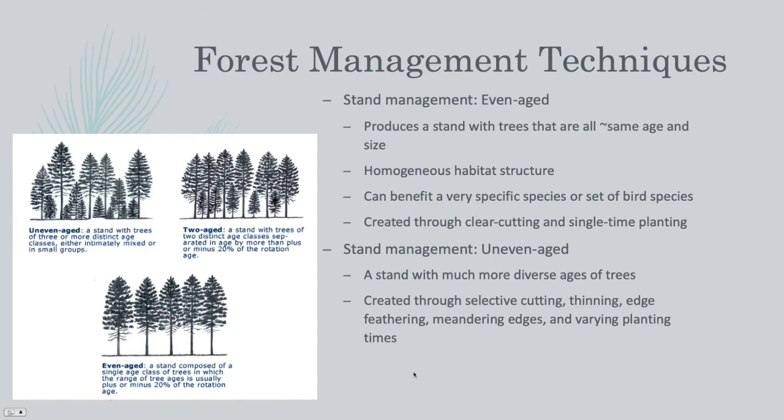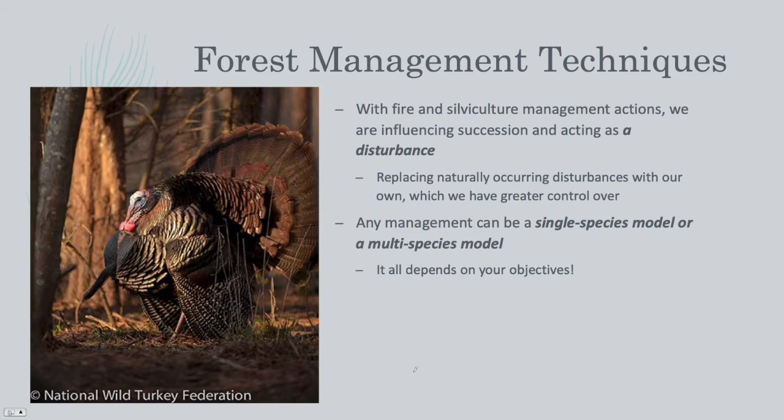So in summary, with fire and silviculture management actions in our forests, what we're actually doing is we're influencing succession, and we are acting as a disturbance. So we're replacing the naturally occurring disturbances with our own, which we have much greater control over. Any management action can be a single species model or a multi-species model. It all depends on your objectives. So you might want to decide, what suite of species am I looking at? Or if you have a species of particular conservation concern, you can really target your management towards that one single species. So that's the nuts and bolts of forest management techniques.